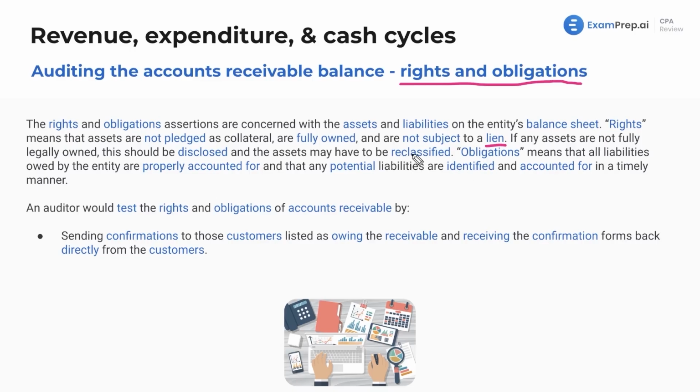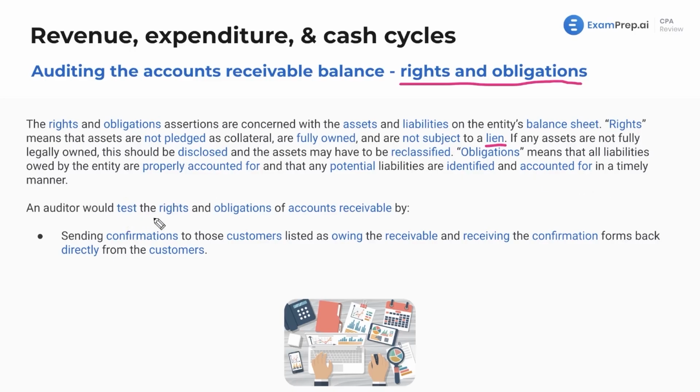But for those of you who have a home, you get a mortgage, and if you put 20% down, that means you only own 20% of your house. The rest, the 80%, is owned by the bank. So this should be disclosed, and the assets may have to be reclassified. Obligations means that all liabilities owed by the entity are properly accounted for, and that any potential liabilities are identified and accounted for in a timely manner.